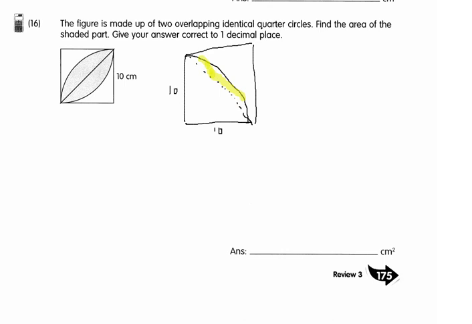How about 25 pi minus 50? Oh, sorry, it's 25 pi minus 50. Yeah, it's quadrant minus triangle. Okay, so it's 25 pi minus 50, you're right. I'm sorry I disfigured your paper.